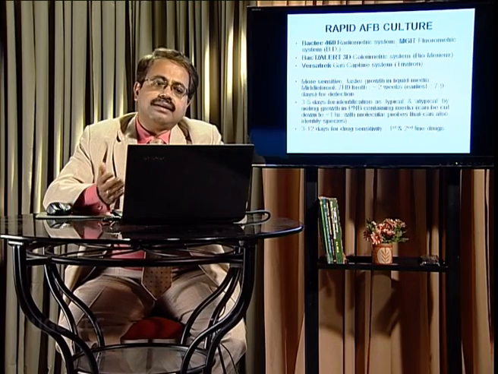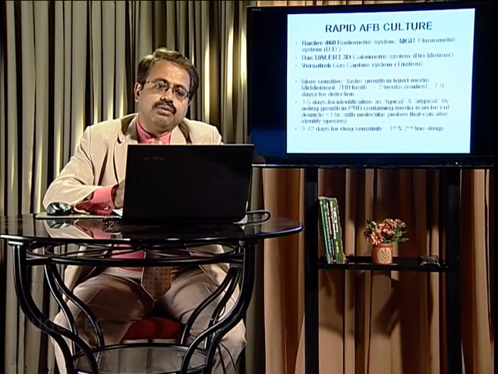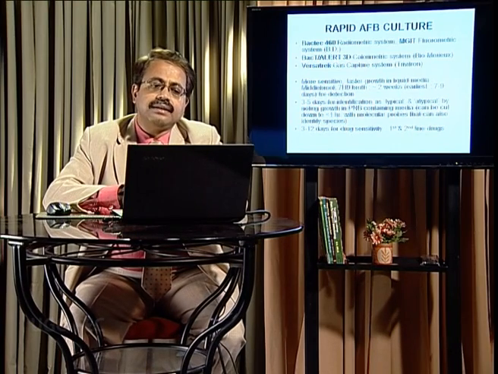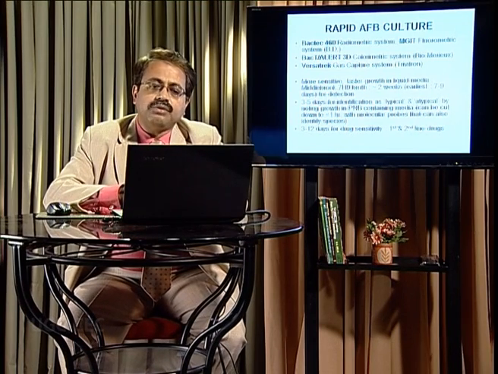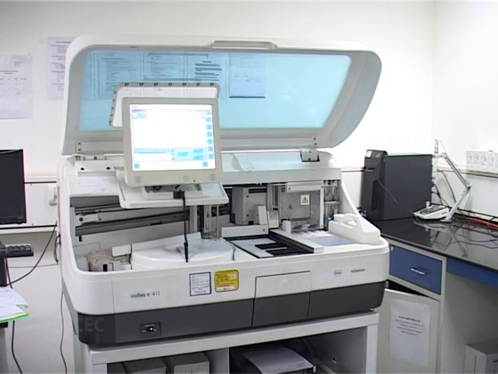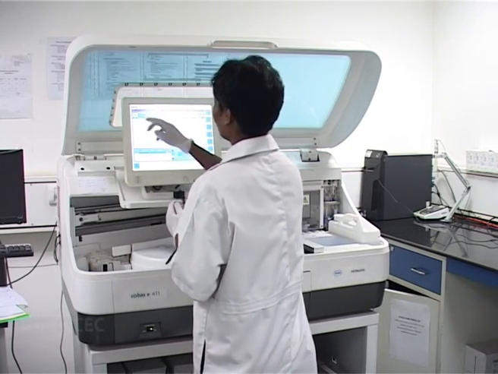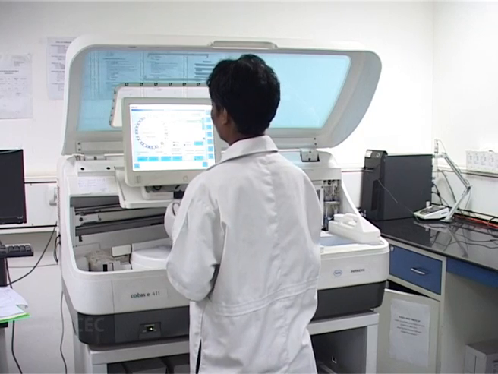After the mycobacterial growth comes, we can identify it as typical or atypical mycobacteria by noting the growth in paranitrobenzoic acid containing media. And then we can also do the sensitivity testing for the first and second line anti-tubercular drugs. That will also be done within 3 to 12 days.